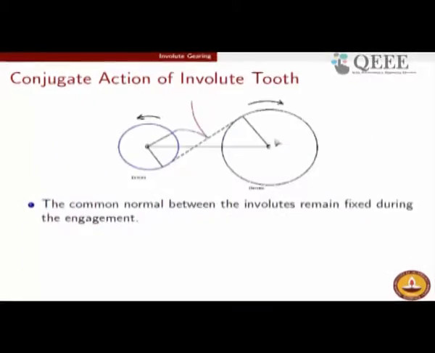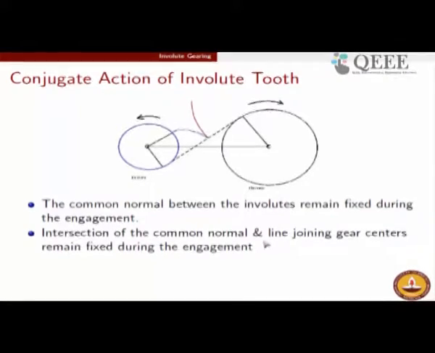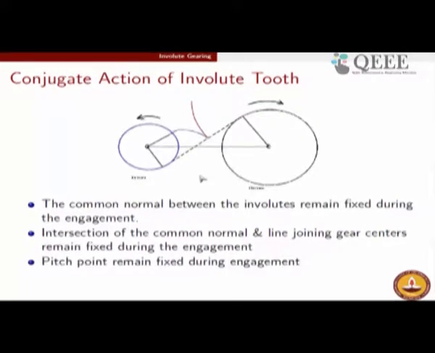The reason the cross belt pulley analogy is important is that it clearly demonstrates that the common normal remains fixed during the engagement. This means the intersection of the common normal and the line joining the gear centers, the line joining the two shaft centers, will not change. The common normal, this dotted line, does not change, which means the pitch point always remains the same during the course of engagement, which is exactly what is required as per the fundamental law of gearing.